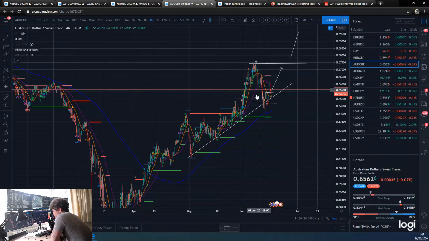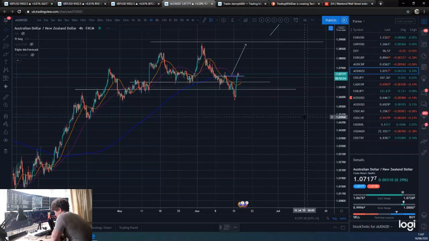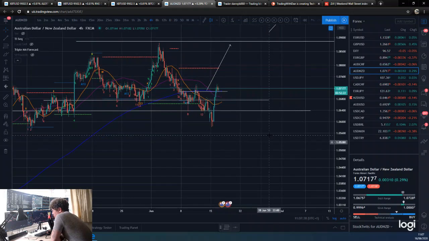and break this level. I don't necessarily think it's going to bust through it now. I think this trend line will stay in play, and we'll make a move up and maybe get supported by it again up here and then move up. That would seem a more logical price action.